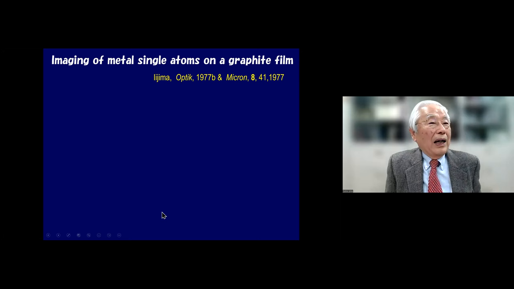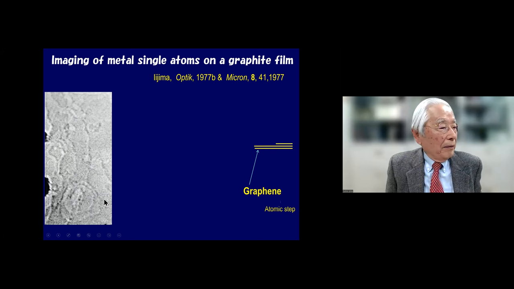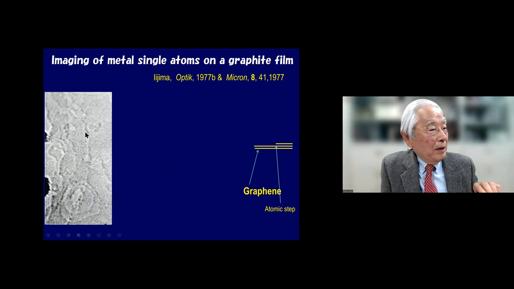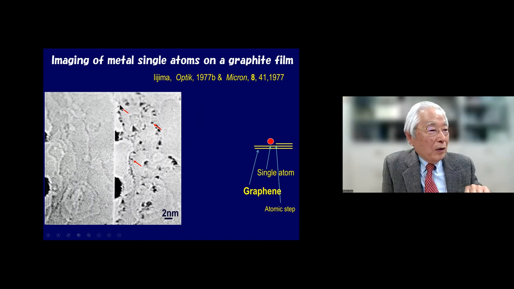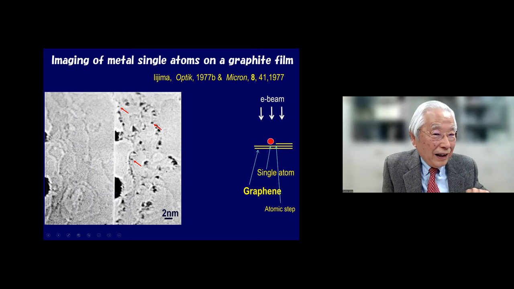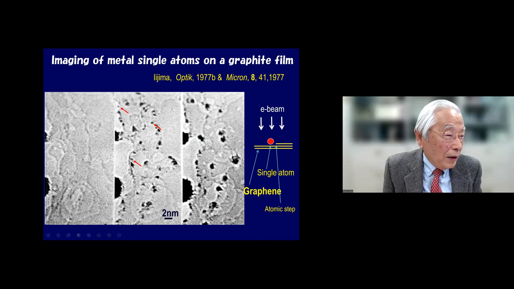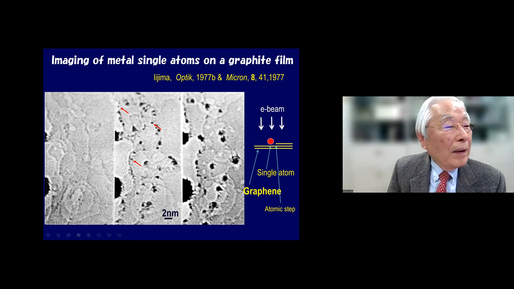At that time, in 1970, who was going to see the individual atoms under high resolution microscopy? So I did this experiment. This is a graphite substrate, and I deposited tungsten atoms onto the steps here. Then I shone the electron beam, and these clusters got together, growing larger and larger. So the very small ones might be individual tungsten atoms. And then I reported this experiment: I saw the single atoms on the graphite.